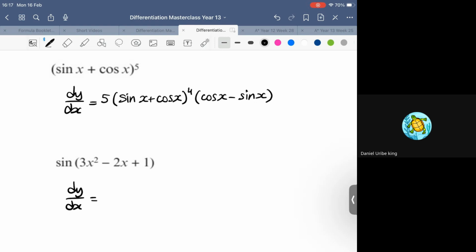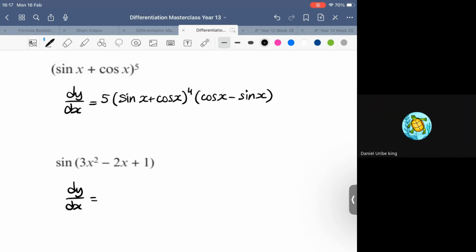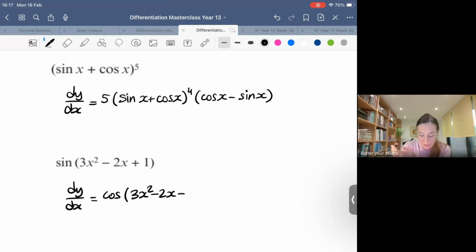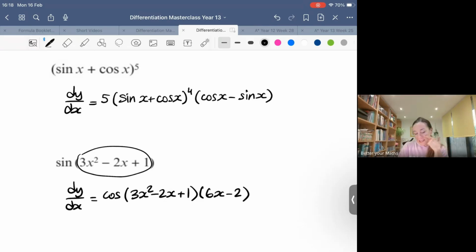Do you differentiate sine? You differentiate sine and keep the inside. So what is the derivative of sine? Cos 3x squared minus 2x plus 1. Plus 1. So you take the cos, like if it was sine x, and then what do you multiply by? You would multiply by 6x minus 2. Exactly. You differentiate the inside. That's it. So we differentiate the outside function, keeping the inside the same, and then we differentiate the inside.